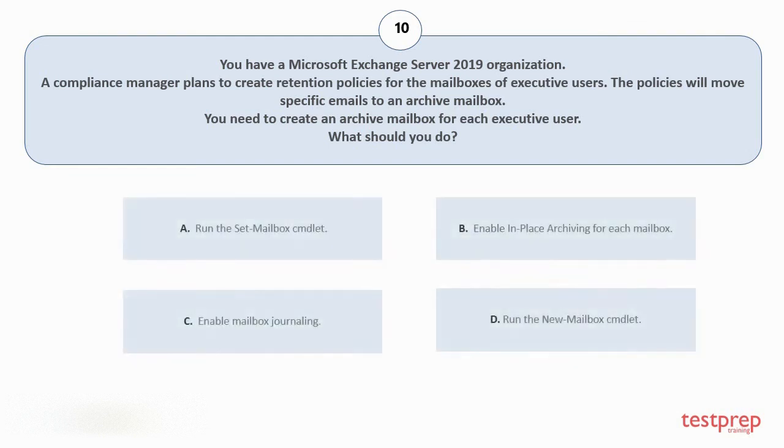Your options are: A. Run the Set-Mailbox template. B. Enable and place archiving for each mailbox. C. Enable mailbox journaling. D. Run the New-Mailbox template. The correct answer is option B.